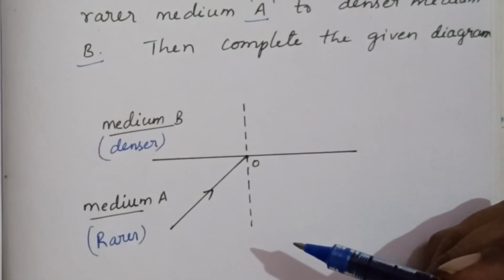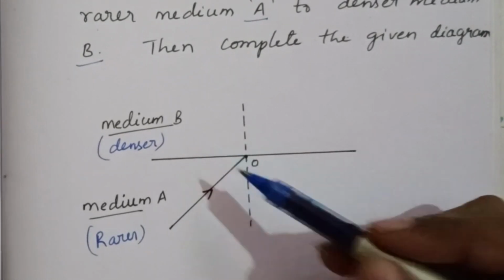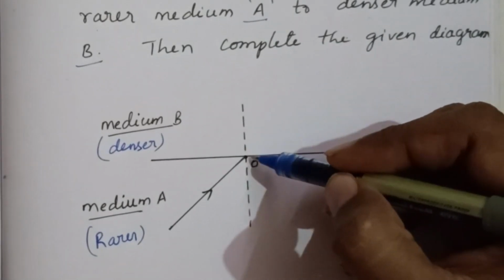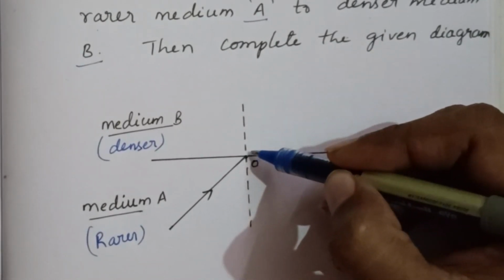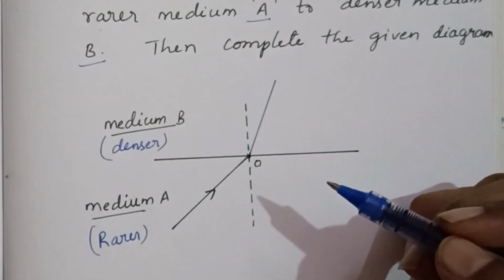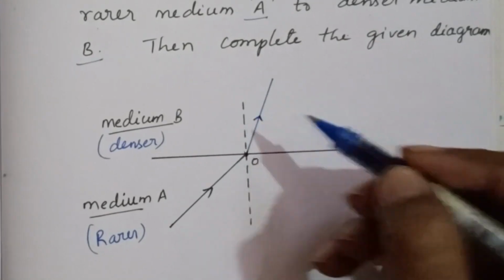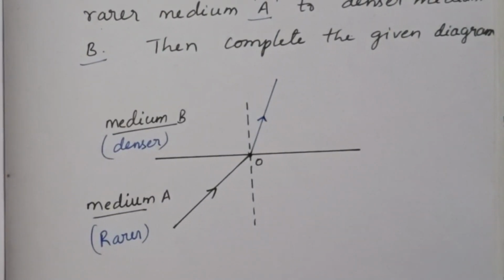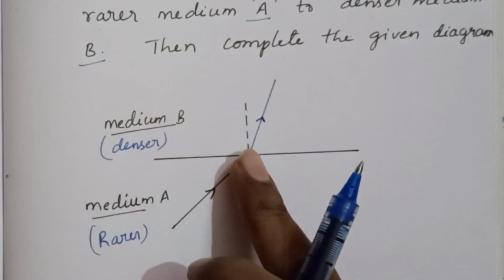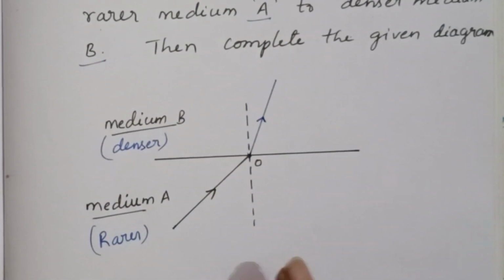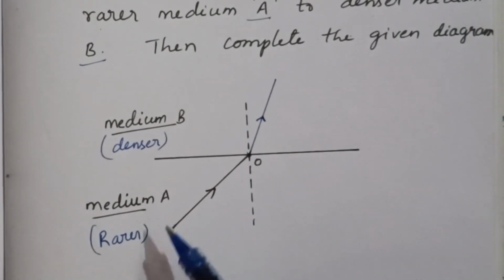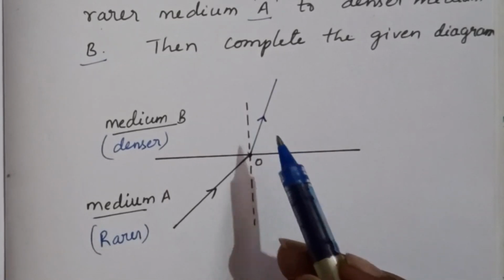Now when light ray travels from rarer medium to denser medium, due to the change in speed, the light ray comes towards the normal. Light ray bends towards the normal. This is the path of the light ray. They can give you this question either on the top, bending towards the normal, or at the bottom, bending towards the normal. Remember, when light ray travels from rarer medium to denser medium, it bends towards the normal.